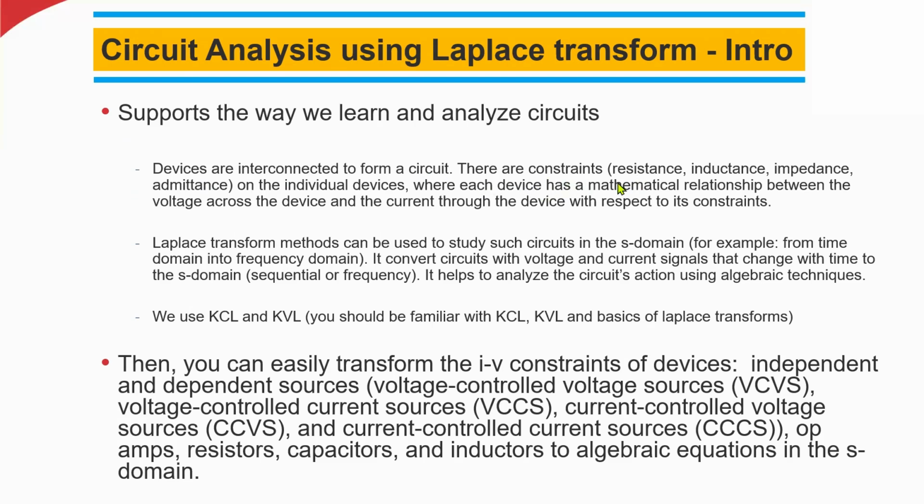And there are some constraints like resistance, inductance, impedance, admittance. So there are several constraints on each individual device, where each device has a mathematical relationship between the voltage across the device and the current flowing through the device with respect to its constraints, right? Let us say you have a capacitor and you are applying the voltage and the current is flowing through the capacitor. So the current flow can vary based on the capacitance value of the capacitor, right?